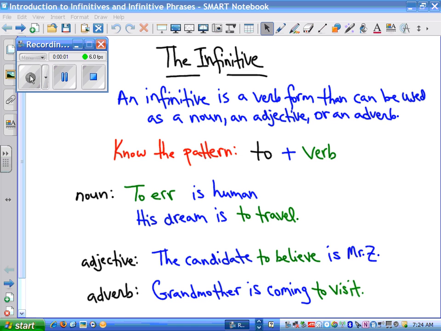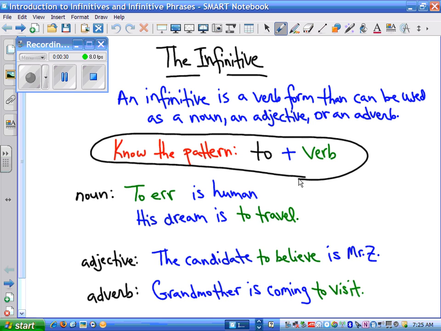The infinitive. It's not unlike the gerund and the participle in that it too is coming from a verb form. It's a verb form that's easy to identify. You just have to know the pattern. And here it is: to plus a verb. To plus a verb. It's that easy. That's all an infinitive is.